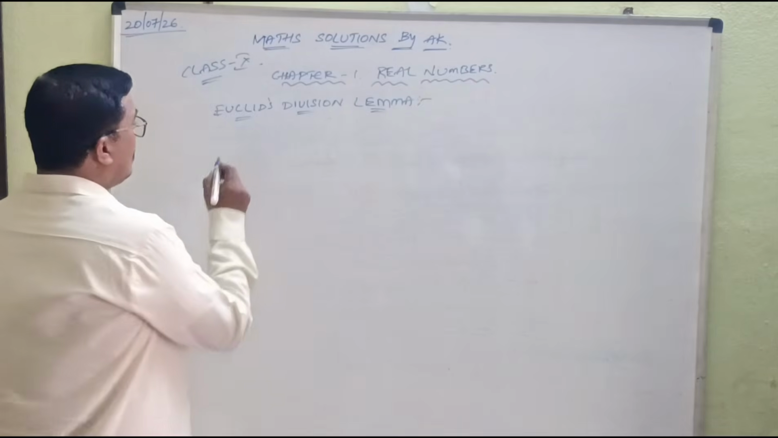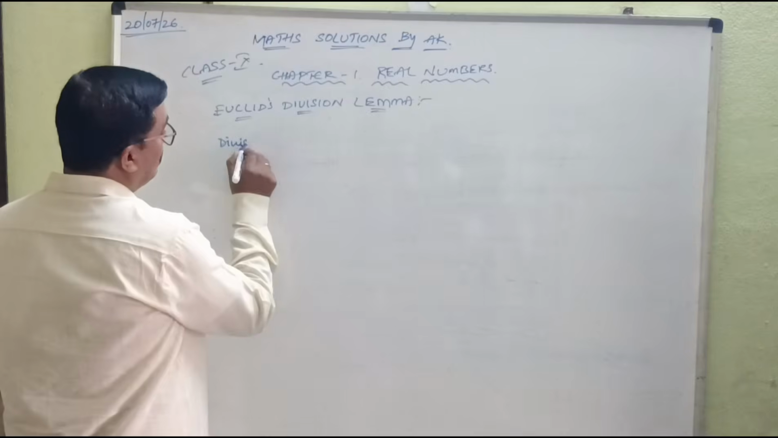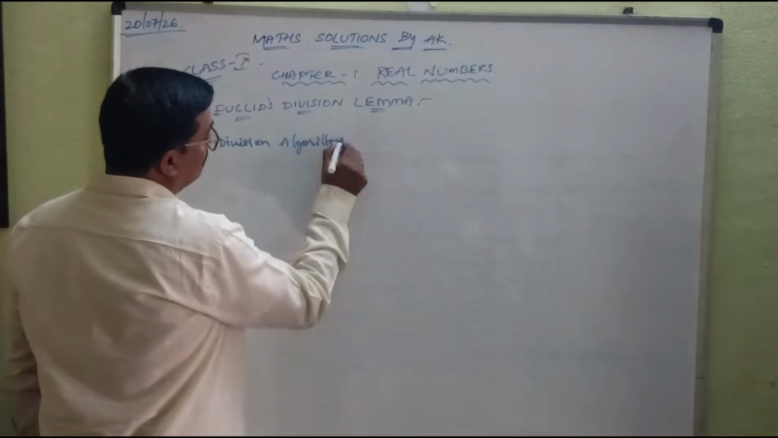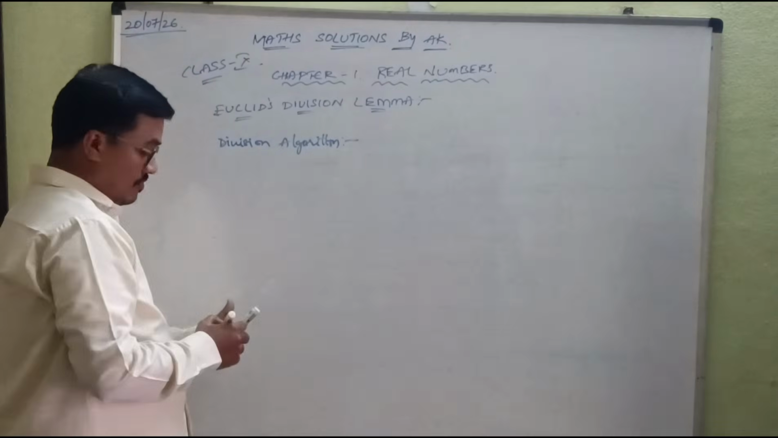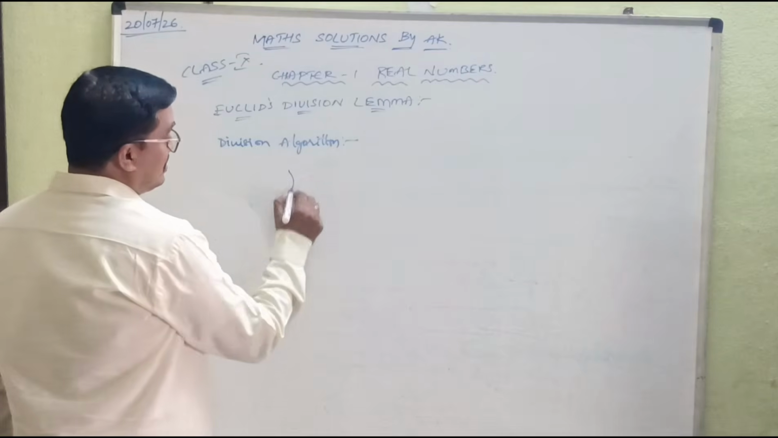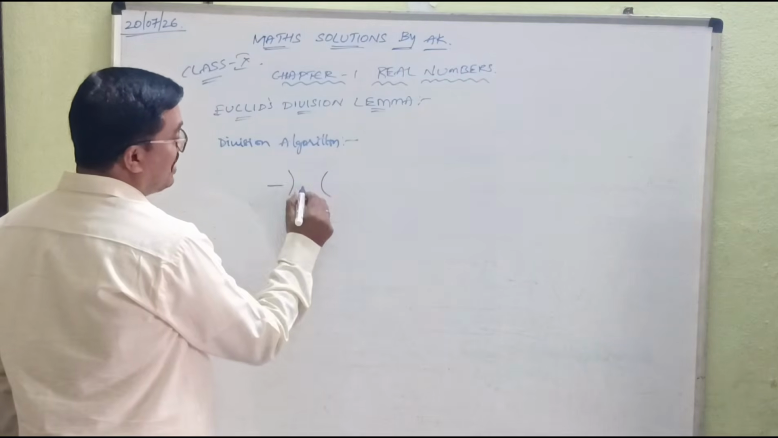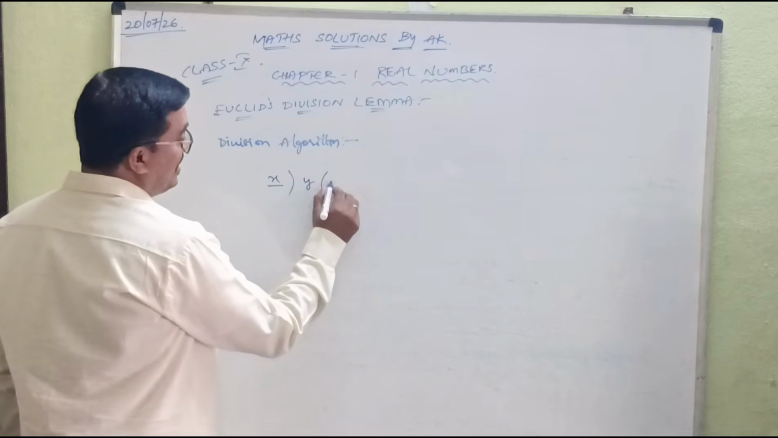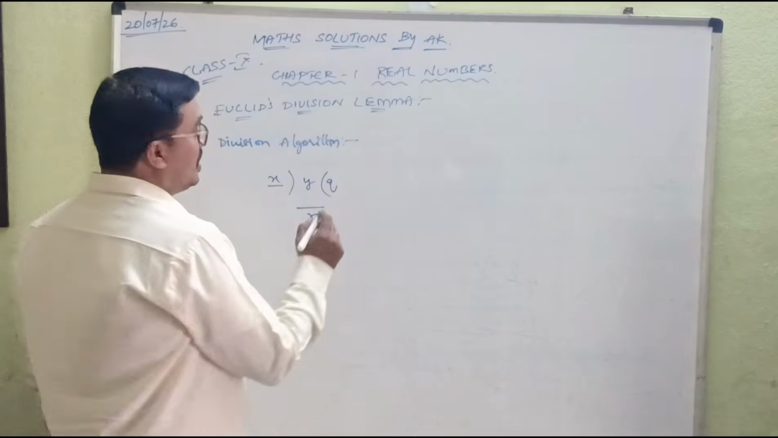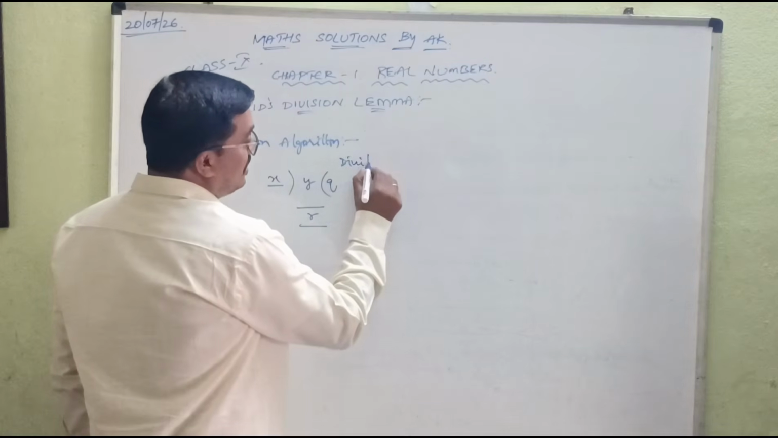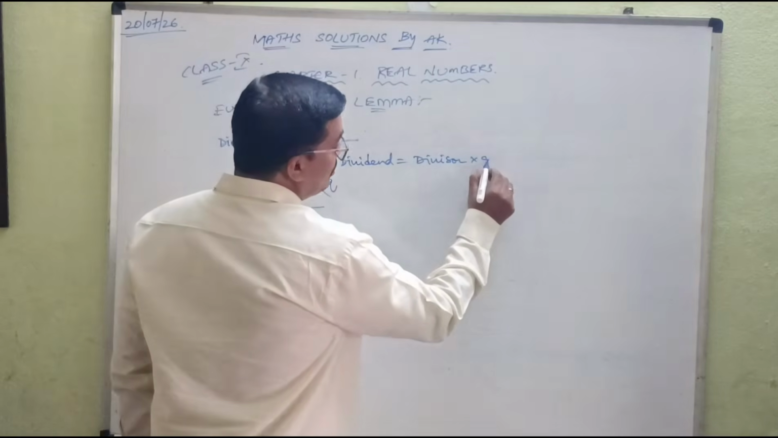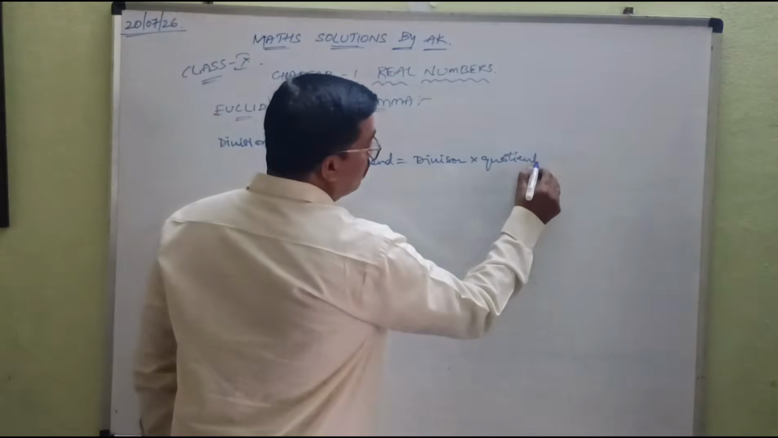So that is your division algorithm. From your primary classes you might have learned about your division. If you are given two numbers, you'll be dividing by putting one number here and one number here. You'll be getting a quotient here and a remainder here. So this concept itself we write as the algorithm: dividend is equal to divisor into quotient plus remainder.